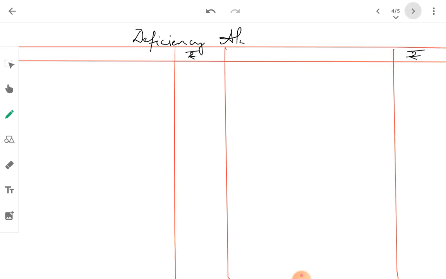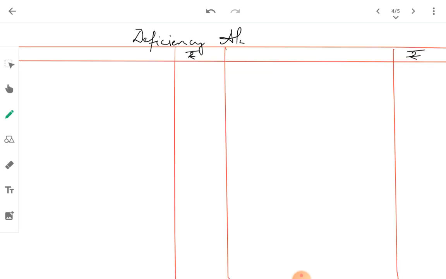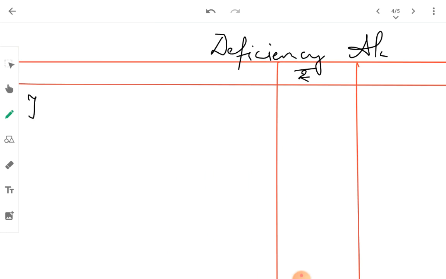So I want you to move to the next account, which is deficiency account. Let's just record all of these accounts first. In case of deficiency account, we had entries here, right? To deficiency account, partner A 600, and by deficiency account. So from the partners' capital accounts, we have the entries there. So let's record these entries to partners' capital account, only for partner B and C.